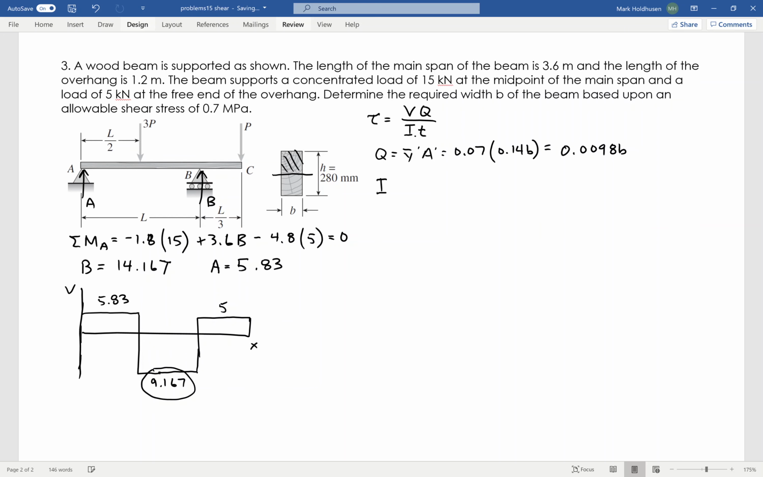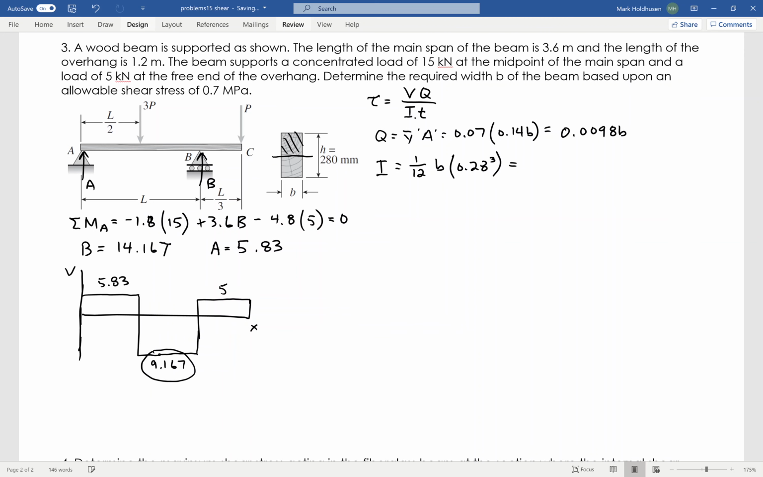I, well, that's just the moment of inertia of a rectangle, which is going to be 1/12 B H cubed, like so. And again, I don't have to do a parallel axis theorem because it's at the neutral axis. It's a rectangle, very simple. That gives me I, which equals 0.00183 B. Okay, and the thickness is, of course, B here.